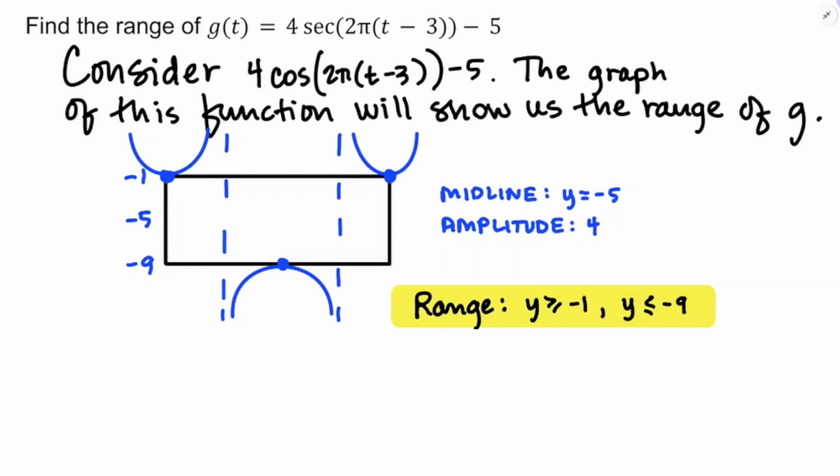And if you're interested in producing the graph, that's what it would look like, but that's really not the point of this problem. If it's asking for the range, we don't need to draw the graph of g necessarily. We can just think about related functions and think what's going to happen.